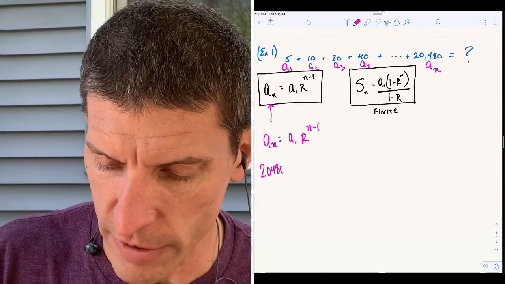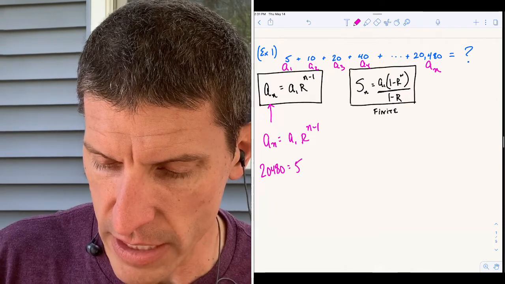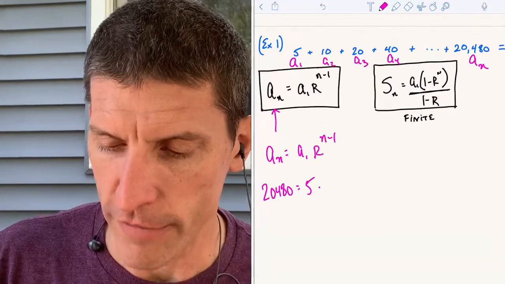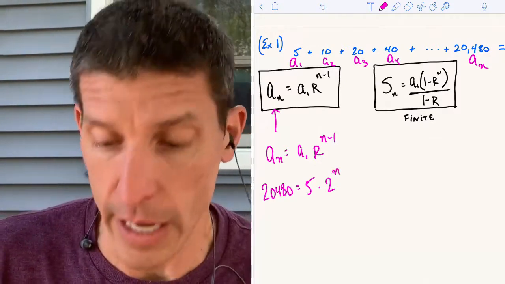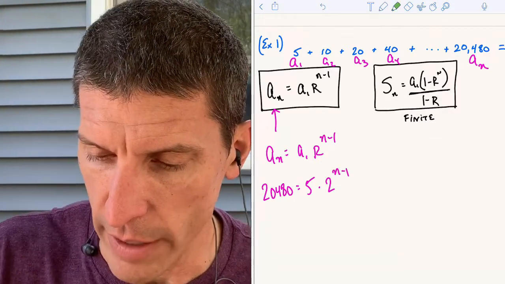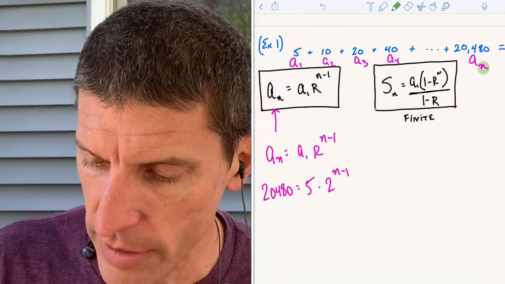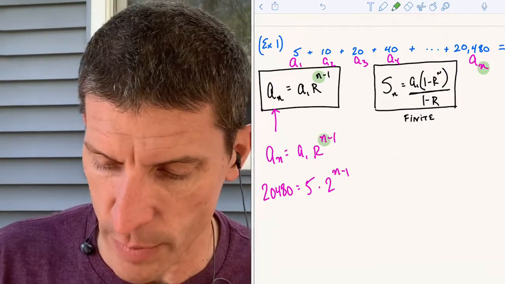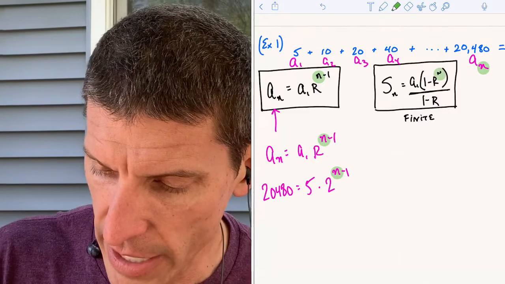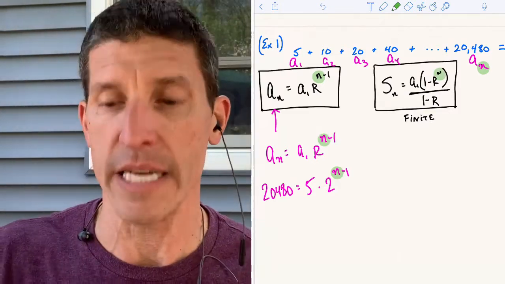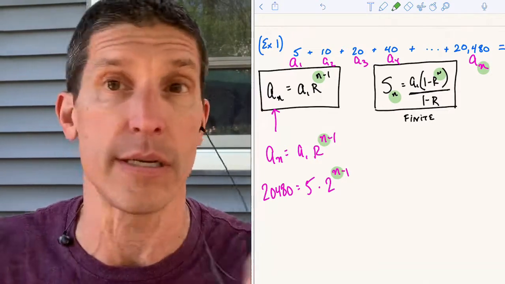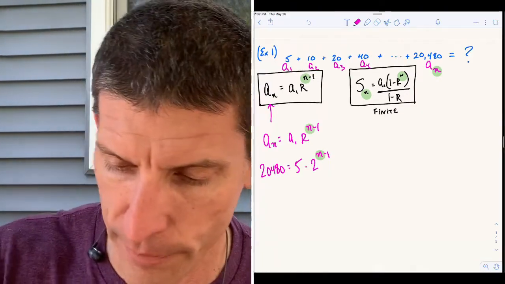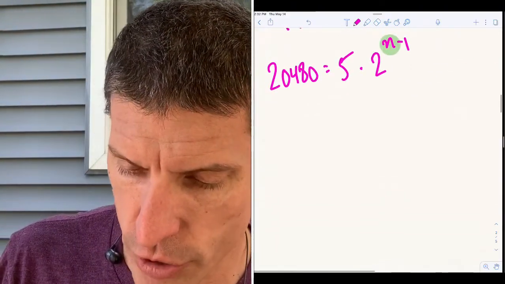So let's write some stuff in. 20,480 is a sub n, a sub 1 is 5, the r value is 2. We've already established that. And the n minus 1, I don't know what n is, so n minus 1. And let's just be clear that the n that shows up here is the same as the n that shows up in the next formula that we're going to use as well. So we need to know that n value because it's important for our whole problem. So let's go ahead and drill down on this.